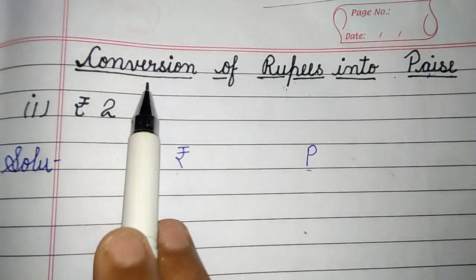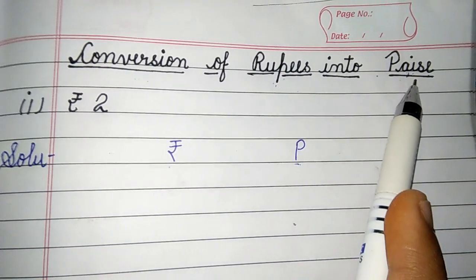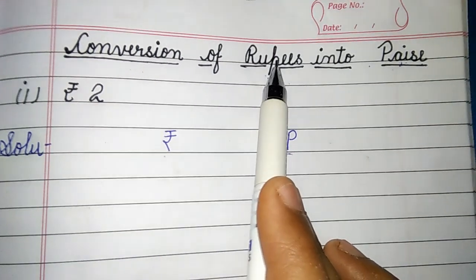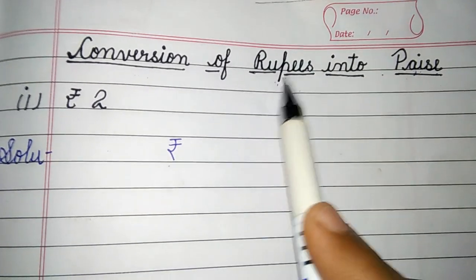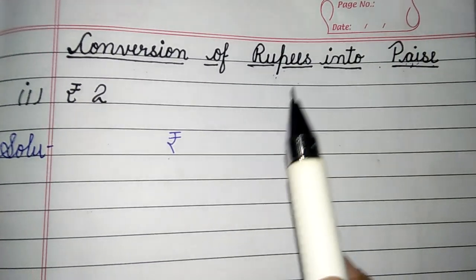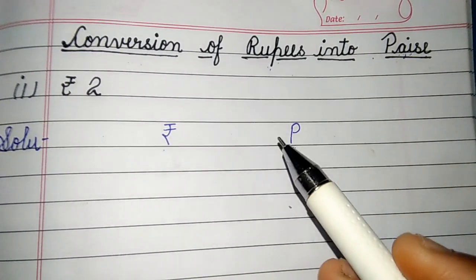Now the next topic in the money chapter is the conversion of rupees into paise, that is, convert rupees into paise and paise into rupees. Children, today we will teach you how to convert rupees into paise and paise into rupees. So children will watch this video very carefully. You will all understand everything. Okay?